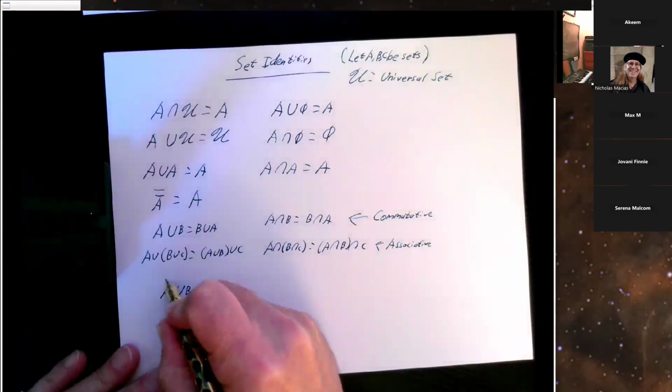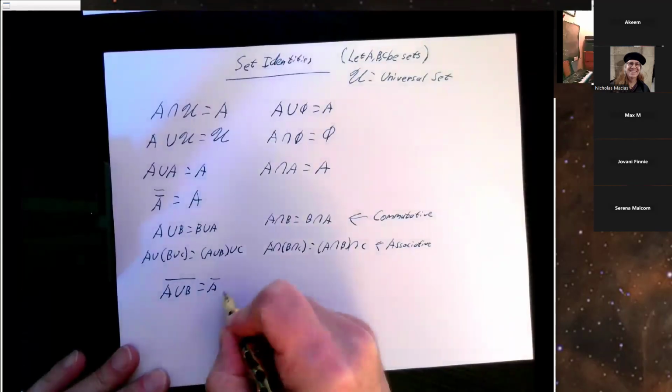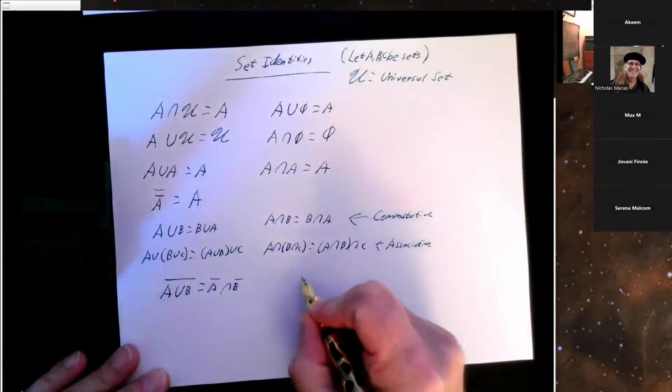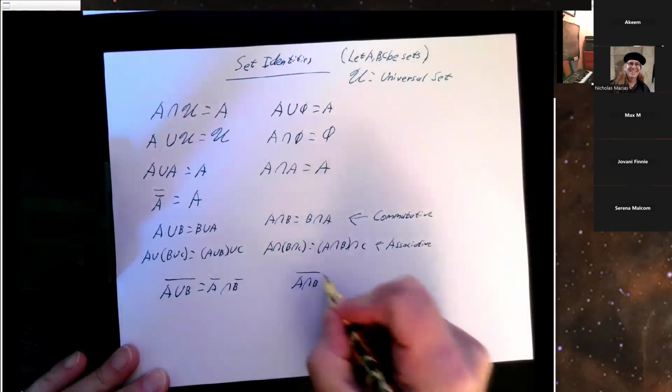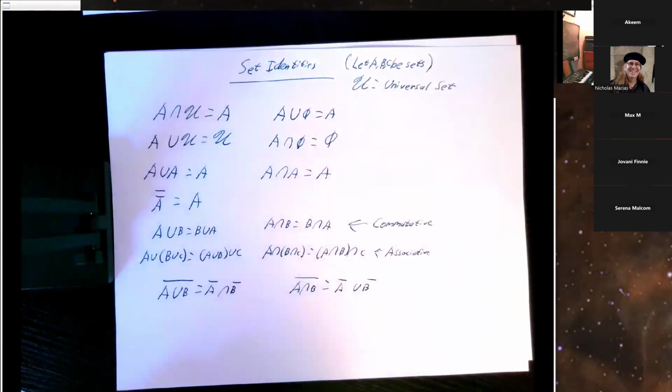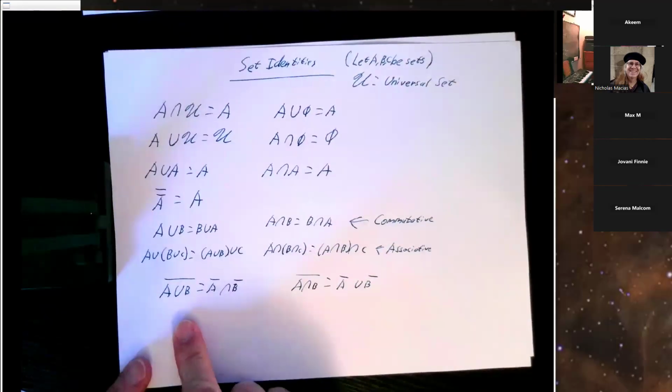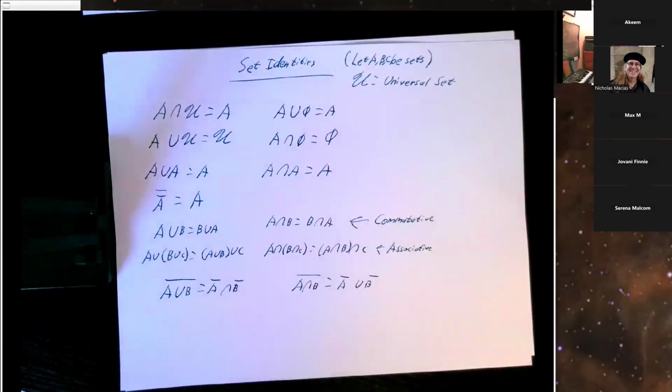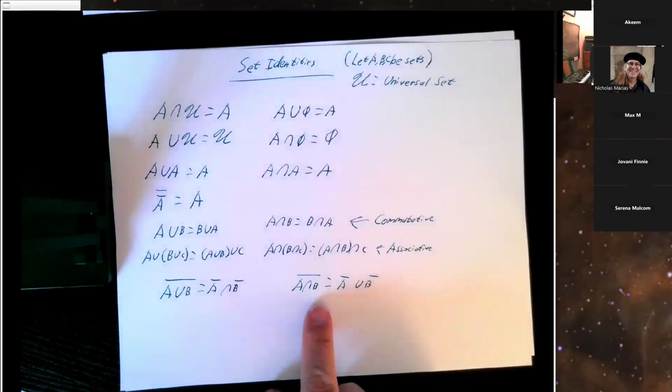We also have this. The complement of A union B is the intersection of the complements. And the complement of A intersect B is the union of the complements.